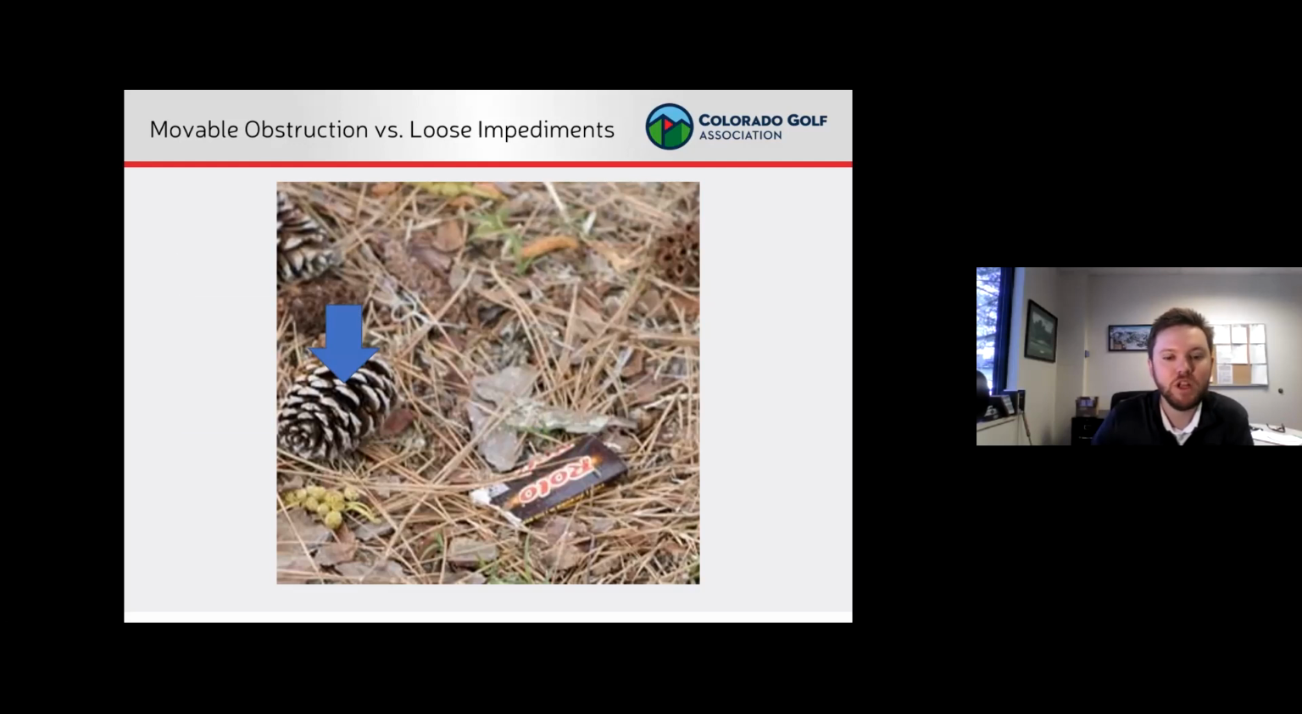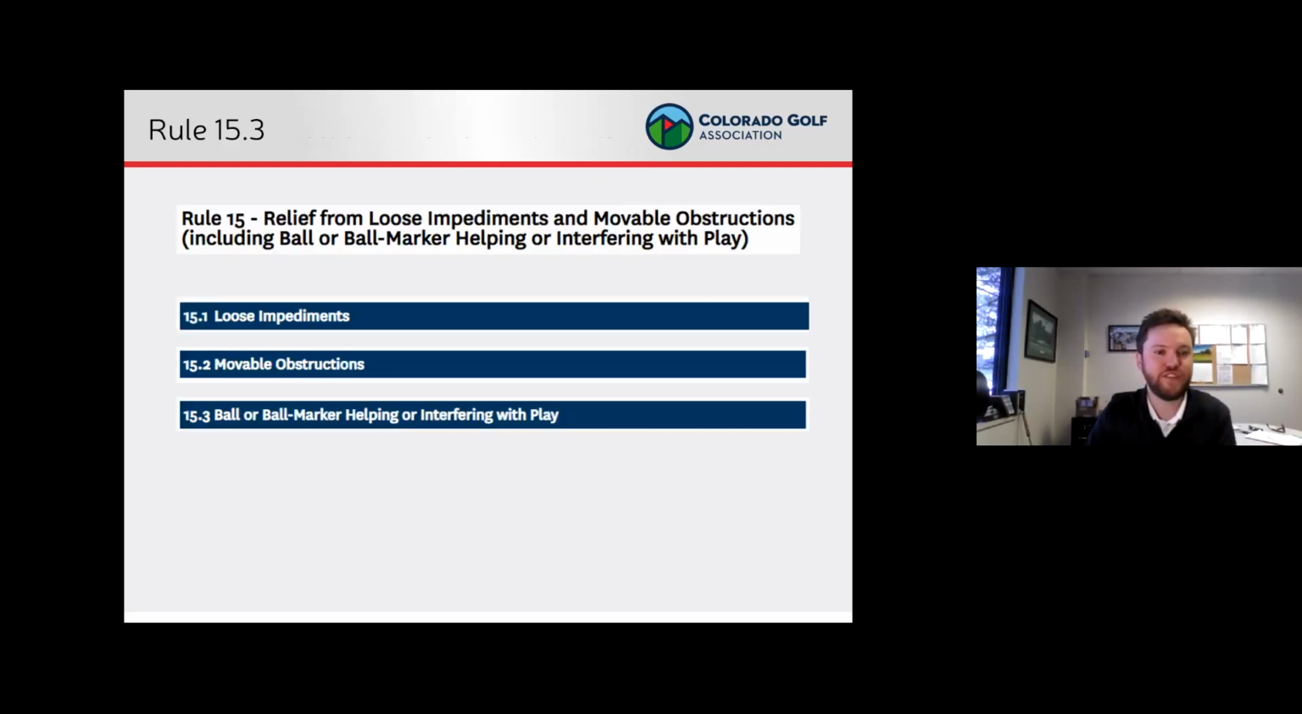So, all right, our last section here is 15.3. Like I said earlier, this is kind of not even related to the other two. We've talked about loose impediments and movable obstructions. This is almost a different rule. It's certainly a different section. It's categorized into Rule 15, which is fine. It's just that anything we use in those first two is really not going to apply at all to 15.3. We're really shifting gears here.